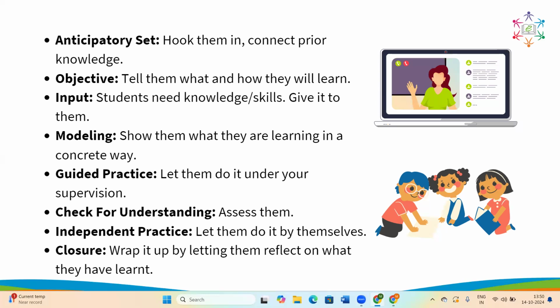So this is how you can make your lesson plans using the Madeline Hunter lesson plan.